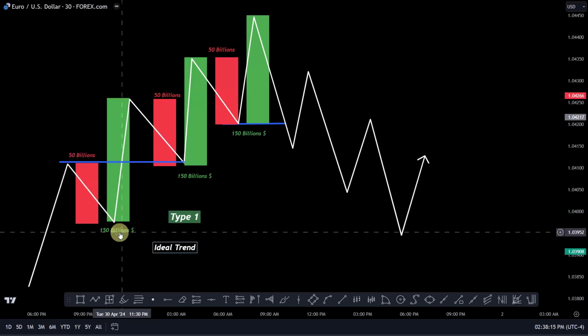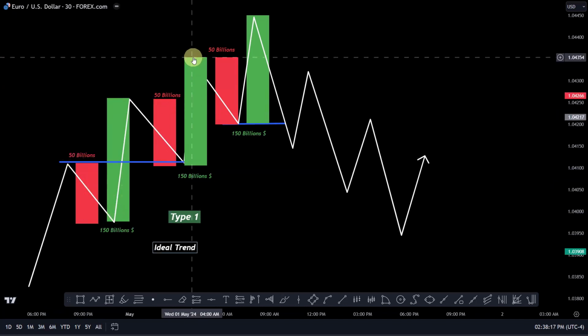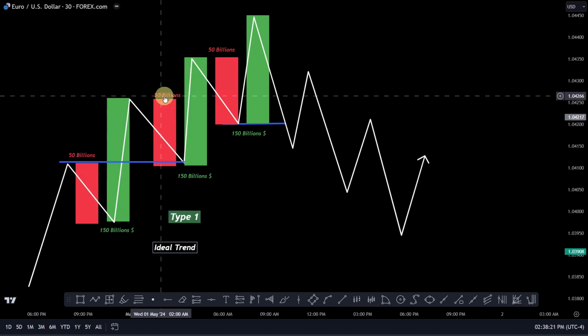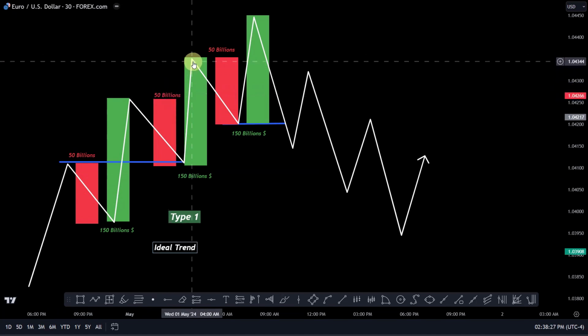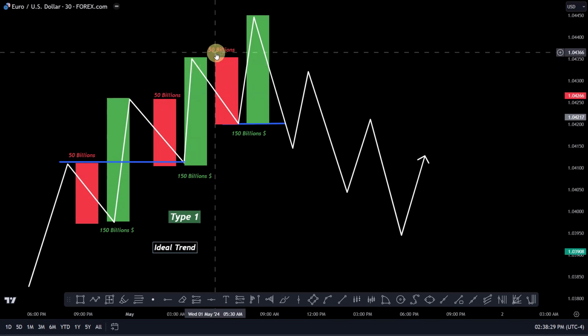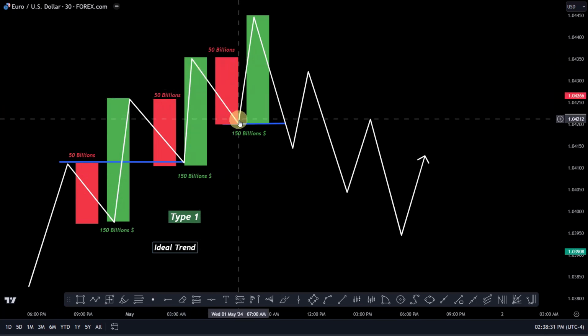So they are making a profit with this order as the price is here, but they are also losing money with their 50 billion sell order. So in order to close the 50 billion sell order, what can they do? As the price is right now, right at that spot, they can open a new sell order, which is going to drop the price.